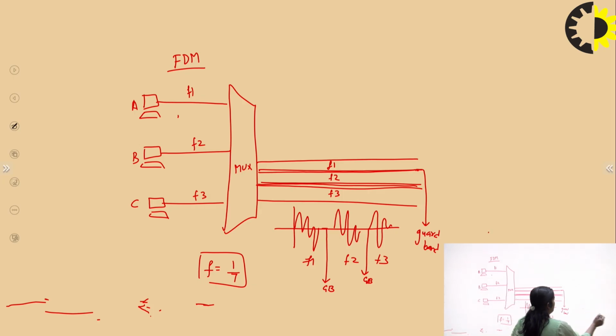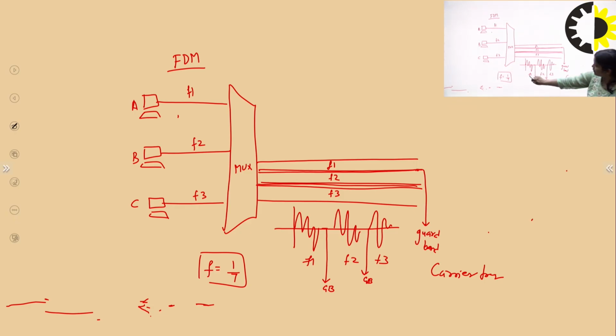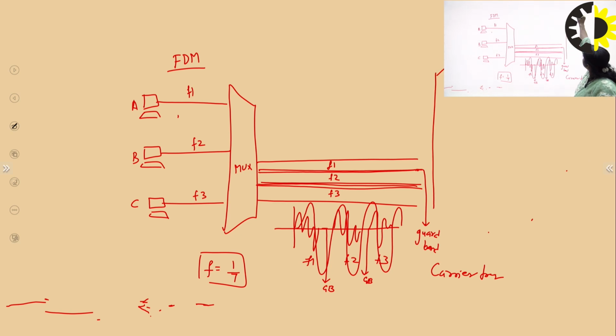There is also one more term, the carrier frequency. The carrier frequency is the highest frequency, used to encapsulate all these frequencies. Whatever frequencies are going on, there is one encapsulating carrier frequency which is higher than the totality of all the frequencies transmitted by the channel. And next is the demultiplexer.